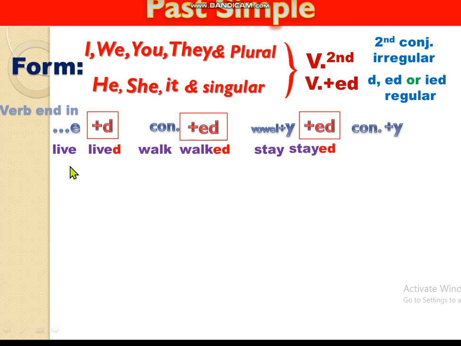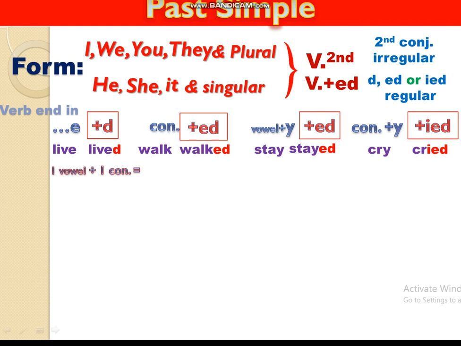But when it's a y that comes after a consonant, a y after r or l or whatever, we drop this y, remove it, and add ied instead, like cry, cried.